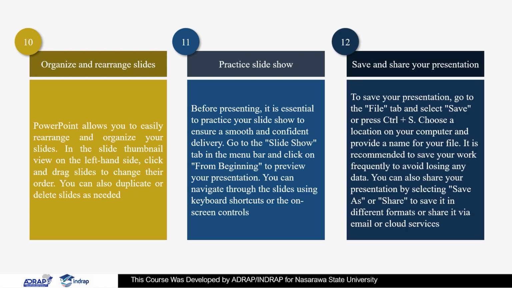Saving and sharing your presentation. To save your presentation, go to the File tab and select Save or press Ctrl and S. Choose a location on your computer and provide a name for your file. It is recommended to save your work frequently to avoid losing any data. You can also share your presentation by selecting Save As or Share to save it in different formats, or share it via email or cloud services.